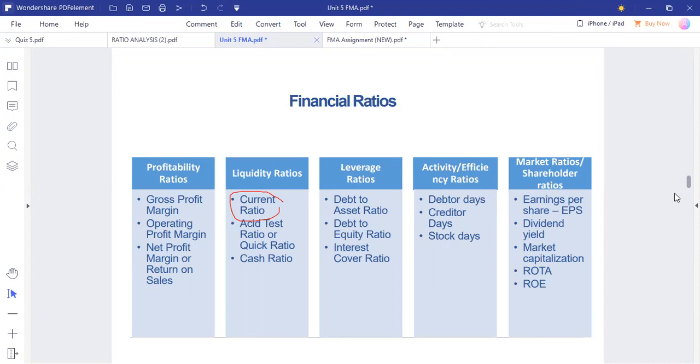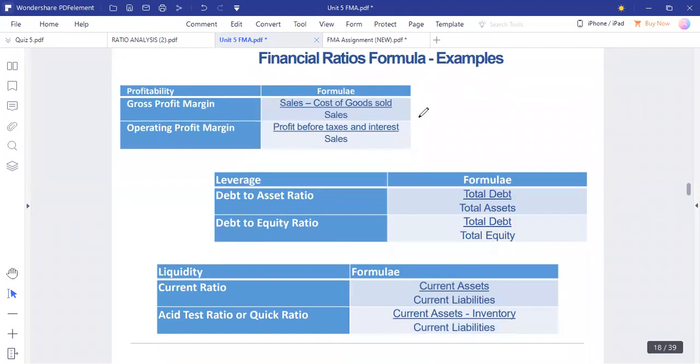Then we also have market ratios or shareholder ratios, which emanate from the earnings per share (EPS), the dividend yield, the market capitalization, the return on equity, and return on the total assets. So these are the 5 key categories of the ratios. Now we are going to go into the formulas of each of them.